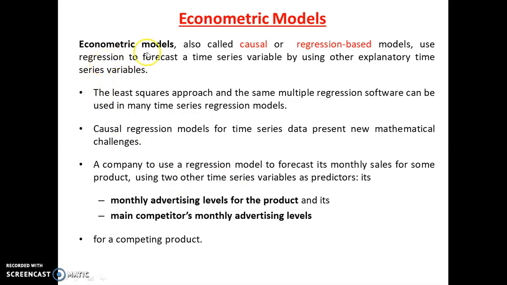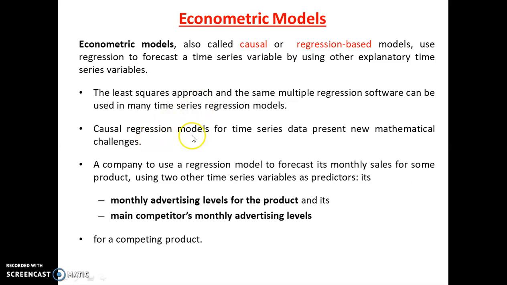Now we will go for econometric models. They are also called causal or regression-based models. It uses regression to forecast a time series variable. Always we go for time series because it comes under quantitative, so we need to have past data with respect to time. The least squares approach and the same multiple regression software can be used in many time series regression models. The least squares approach helps you minimize the error when you forecast the values.